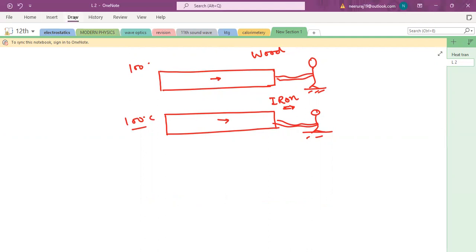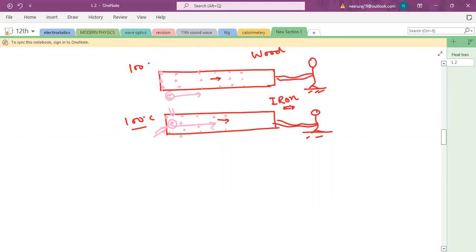See, in a solid, the reason for current flow is the vibration of the atoms. Apart from vibration of the atoms, these free electrons also participate in the heat current. So what happens if they have free electrons? On this side the free electrons start moving. This side temperature is high, so their kinetic energy and random velocity increase. These electrons start moving towards the other side, and these electrons carry this energy.